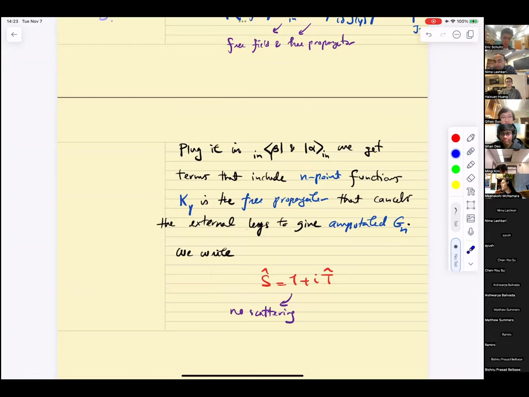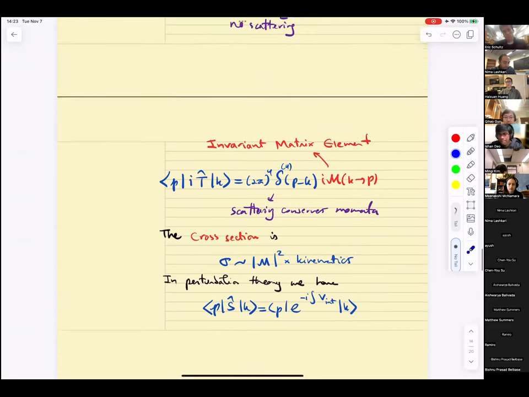Now, here's an important thing. I assume that the out Hilbert space and the in Hilbert space are unitarily equivalent. That's also another assumption, and it's only really true if the interactions die fast enough. But these are formal technical issues you don't need to worry about.